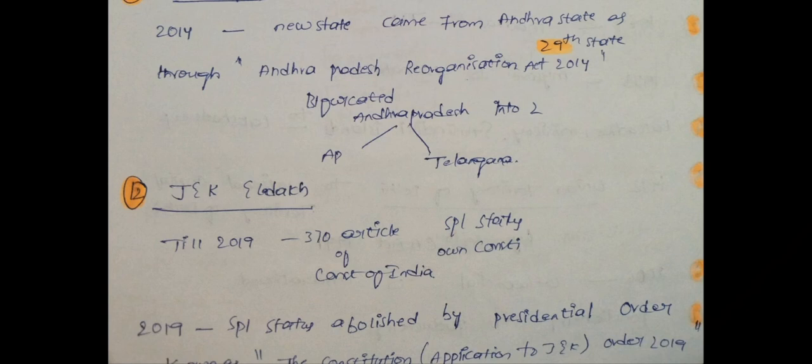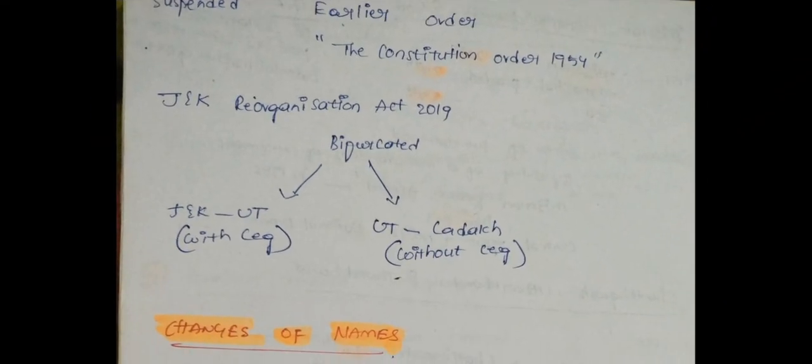The presidential order of 2019 superseded the earlier order, that is the Constitution Order 1954, which gave the special status to Jammu and Kashmir. The Jammu and Kashmir Reorganization Act 2019 bifurcated it into two: Jammu and Kashmir, a union territory with legislature, and the union territory of Ladakh without legislature.